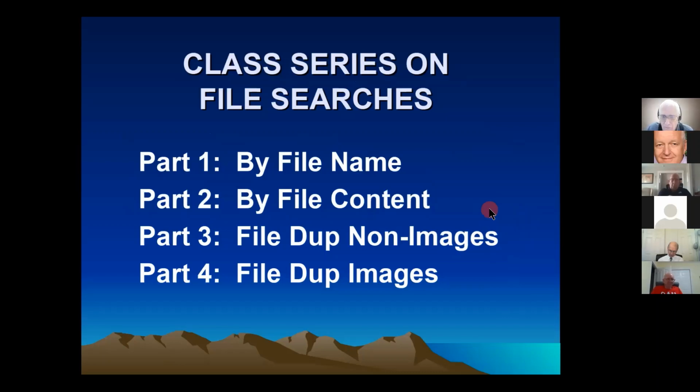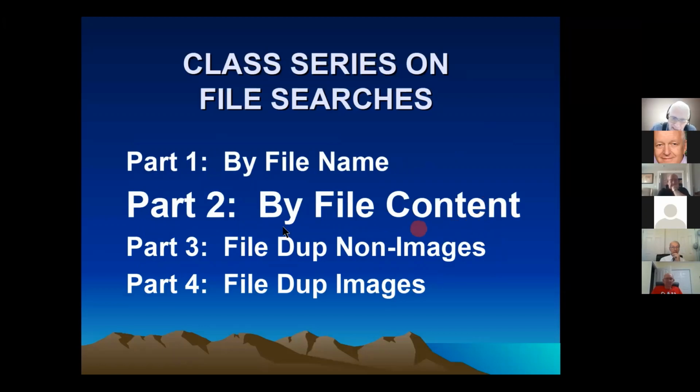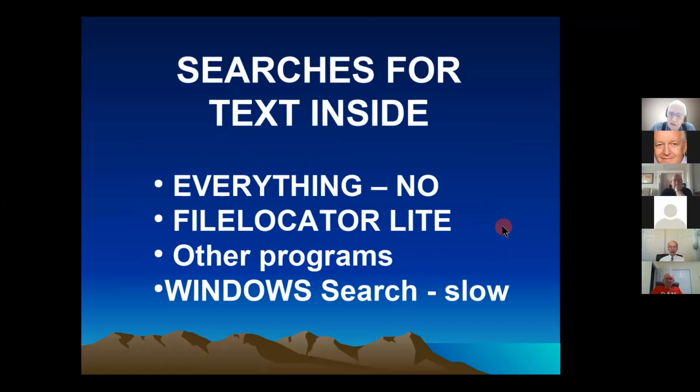Part one that we did before was searching for files by file name. This one today is part two, finding by file content. We're going to talk next, two weeks from today, on finding duplicate files, non-image duplicate files. And then part four, which will be in March, is going to be on finding duplicate images, because there are free programs that will help in solving all of these problems. And so this is part two, by the file content itself.